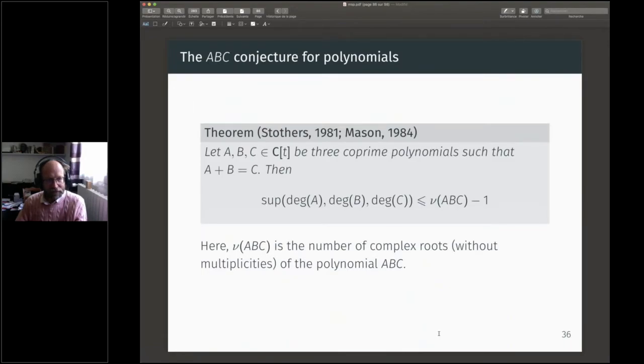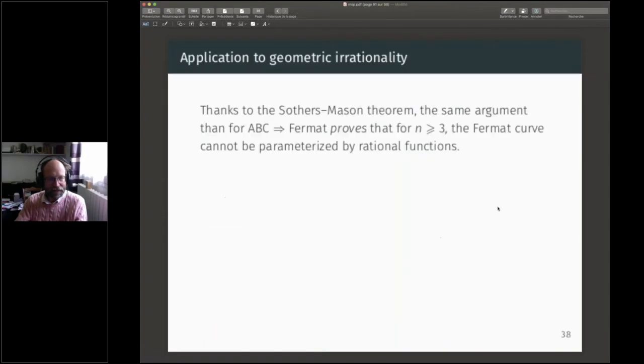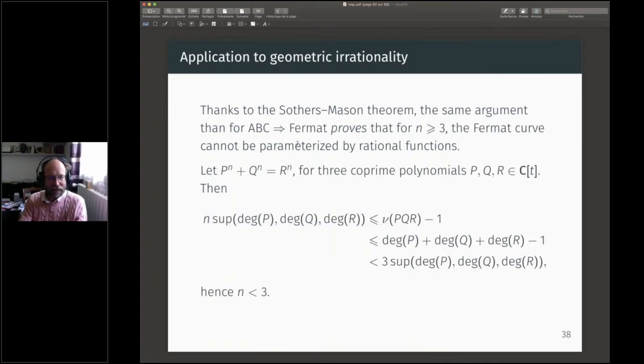Thank you. For polynomials, it's better because there is no implicit constant here. It's just a plain inequality. And in the same way that we proved that ABC implied Fermat for integers, we can prove, for example, that the Fermat curve cannot be parameterized by rational functions. I remember I said that elliptic curves could not be parameterized by rational functions, and I can prove it for the Fermat equation.